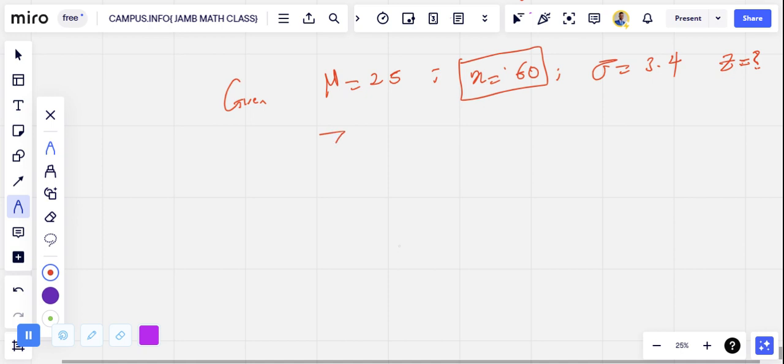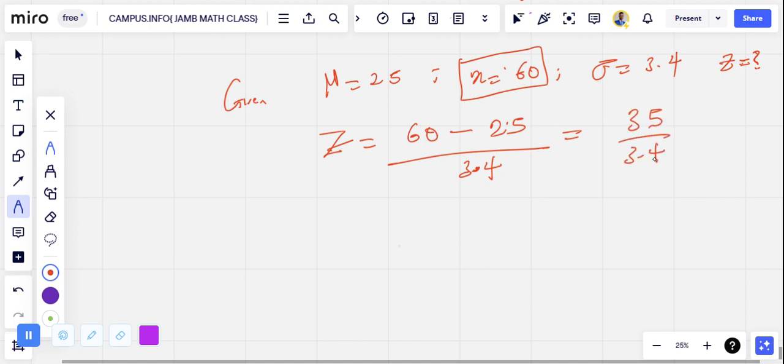Let's say given mean to be 25, x is 60, and standard deviation is 3.4. Find the z score. So z is equal to x, 60, minus mean, 25, over standard deviation, 3.4. You just need to subtract this, and that will give us 35 over 3.4. Divide that, and whatever you get gives you your final answer for the z score. That's all.